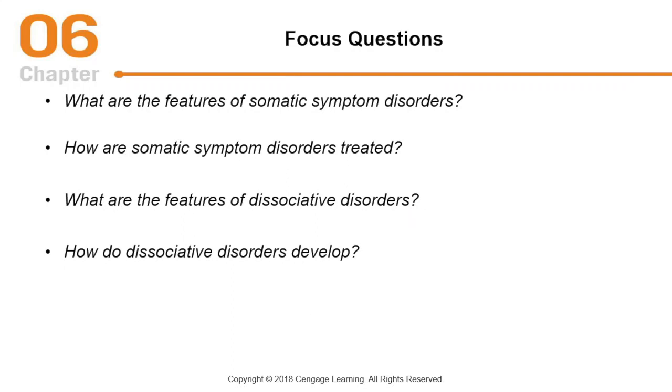Okay, so what are the focus questions that we'll try to answer with this particular chapter? First off is of course the features of somatic symptom disorder, and then how are these treated? And then when we get to the dissociative disorders, what are the features of these disorders, and how do dissociative disorders develop? So let's go through a video overview of the somatic symptom disorder first. This is from Osmosis. You can look it up on YouTube.